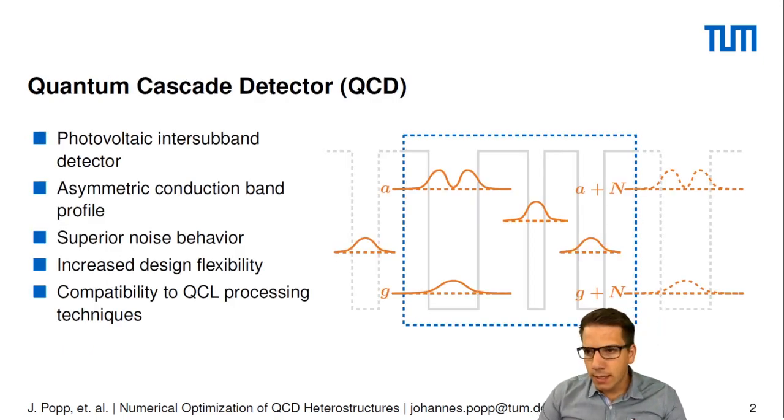So what is a quantum cascade detector? A quantum cascade detector is a photovoltaic intersubband detector which reveals an asymmetric conduction band profile, as you can see on the right side in the figure, which represents the conduction profile of such a device. In the inset of the dashed blue box, you can also see the wave functions of the ground level, the absorber level and the cascade. So we can extract photovoltaic current without applying any bias, so we have superior noise behavior.